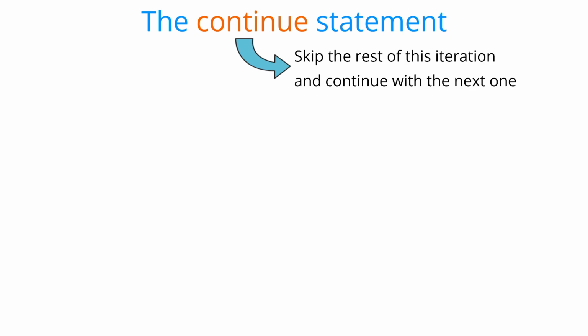The next control statement we have access to inside a for loop is continue. Unlike break, which stops the whole loop, continue just skips the rest of the code for the current iteration and starts the next one. It's kind of like saying, don't worry, the rest of the code for this item in the list isn't needed, so you can just move on to the next item.